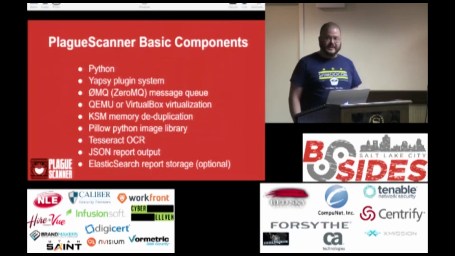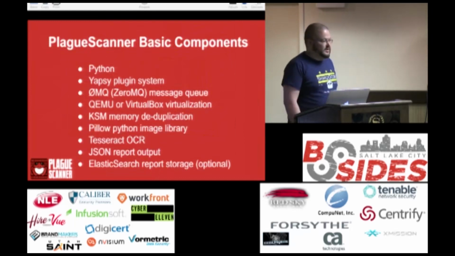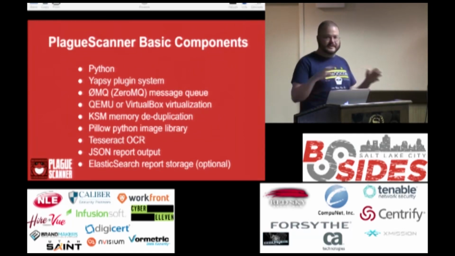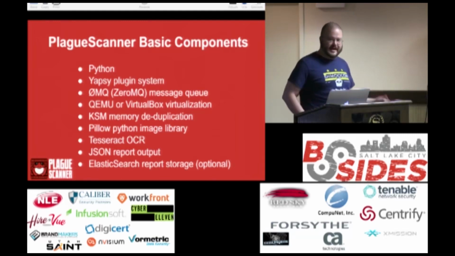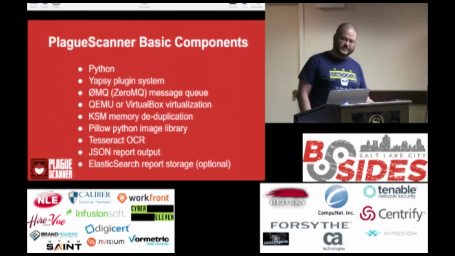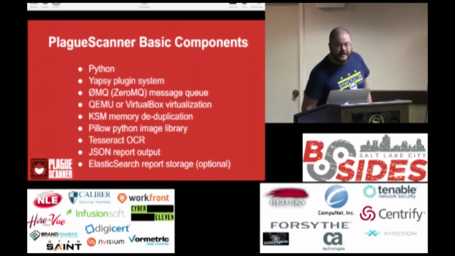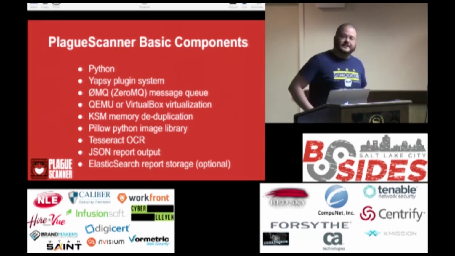Let's go over the basic components of PlagueScanner. It's all written in Python 3. Every component is Python 3. In everything that I do I try not to use Python 2 anymore, and only if I have to import an old library that still uses Python 2 will I use Python 2. But this is Python 3. It uses the YAPSC plugin system, a plugin system you might recognize from another malware analysis project called Mastiff. Mastiff is a static malware analysis framework. They had a good idea, so I took it.